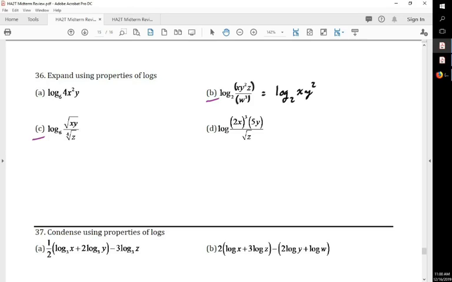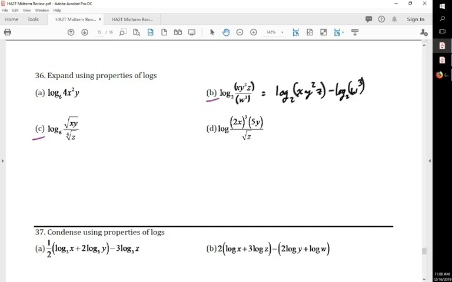x, y squared, z. That's inside the log, and we're going to subtract from that log 2 w to the third. Okay, now I'm adding parentheses even though I don't need them. The only time you need them is when there's addition or subtraction inside the log. But I'm putting them there so you guys can see what is inside the log.